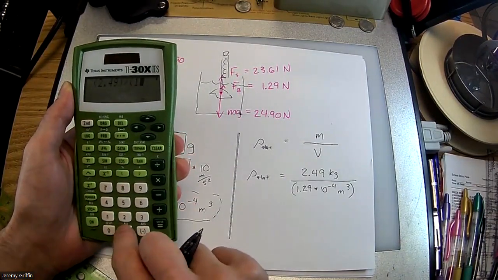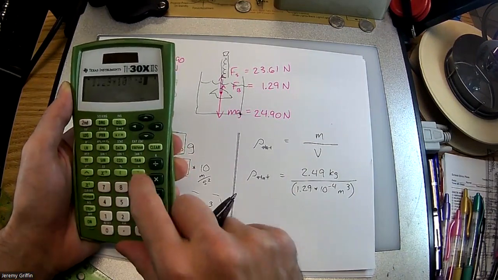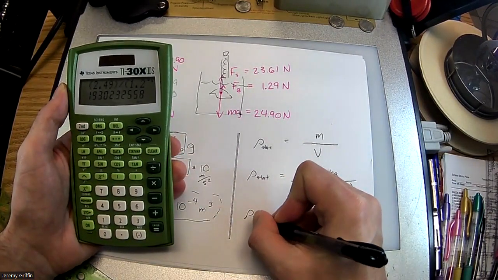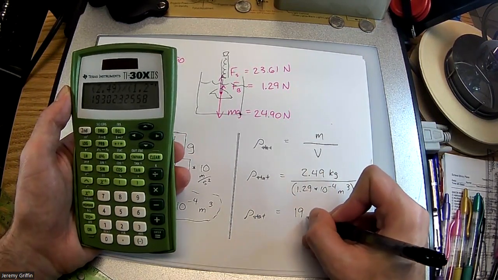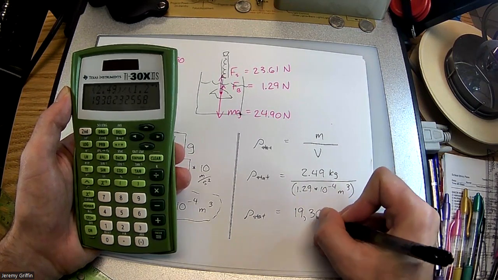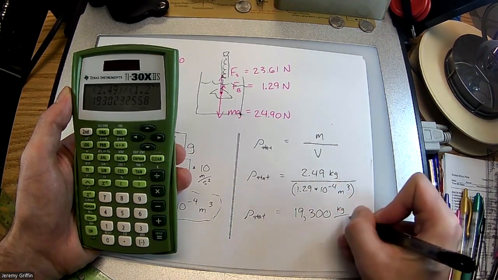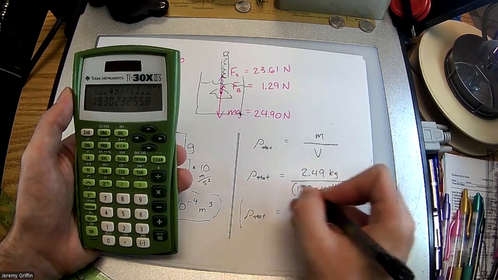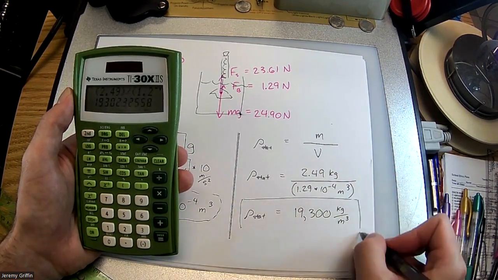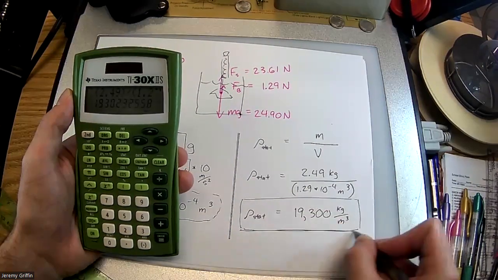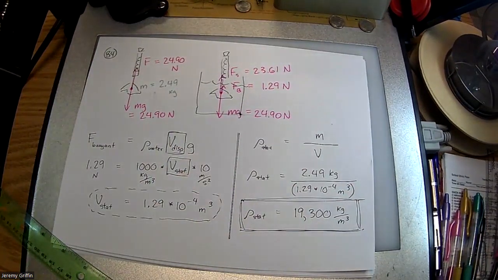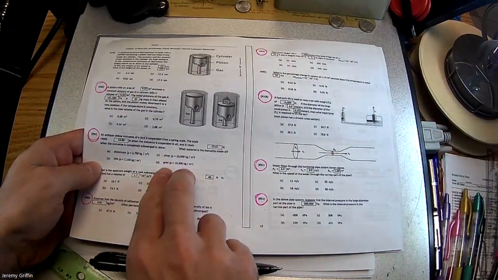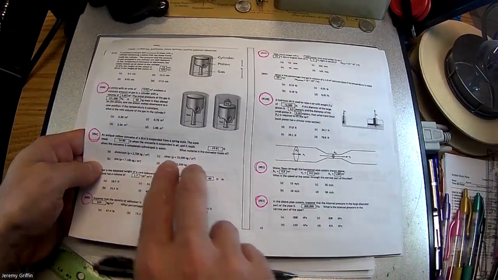2.49. And the density of my bird statuette, I'm getting a big number: 19,300 kilogram per cubic meter. Now, if I assume it's pure something, then I could just look up in a table what material matches that density. So let's check out my answer choices. And yeah, mine's gold, solid gold.